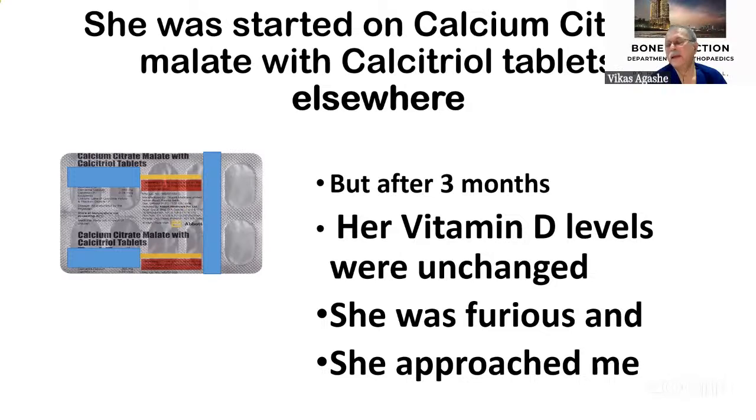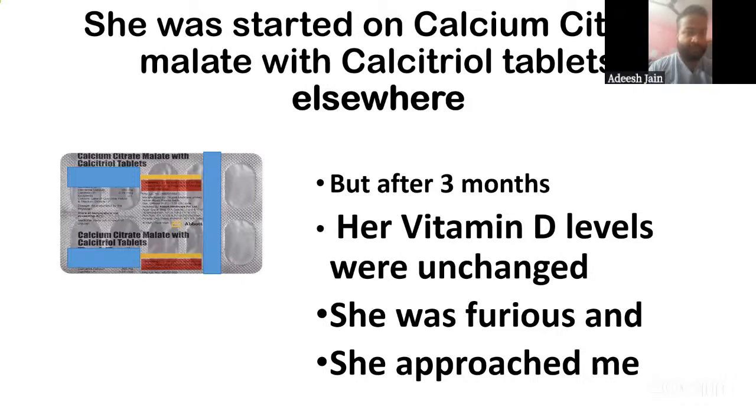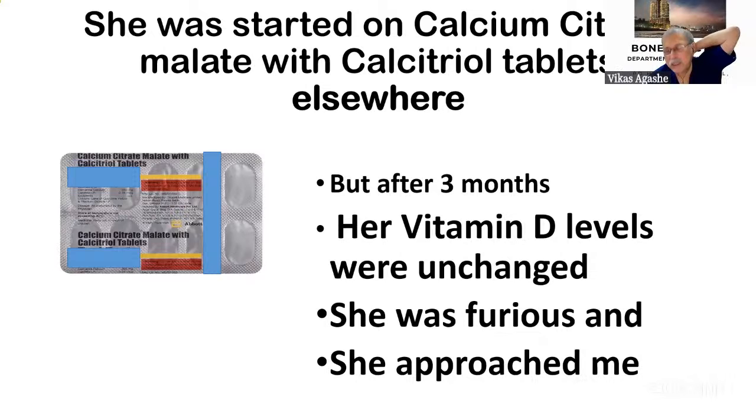Correct. So why do you measure that? Why not measure 1,25? That's the most active form. So it is most natural that you check the active form, isn't it? Why check the precursor? For thyroid you check T3, T4. Correct? Yes, sir. So why do we check 25 hydroxy?